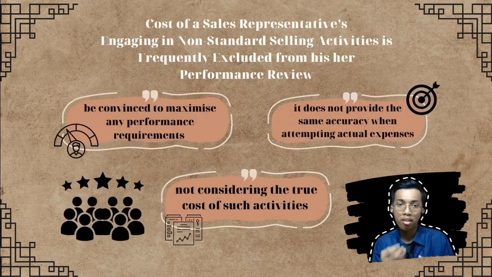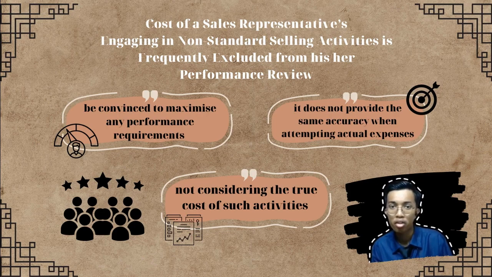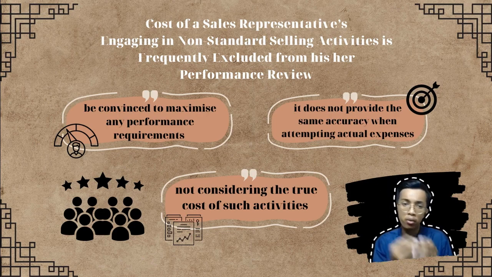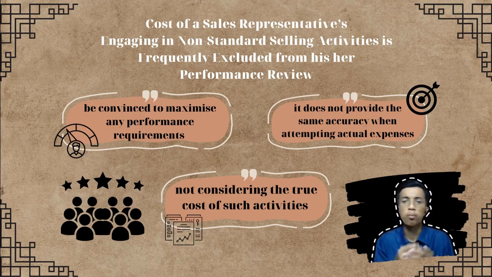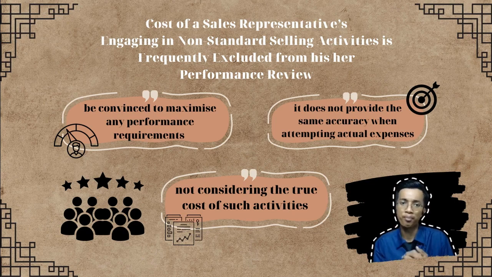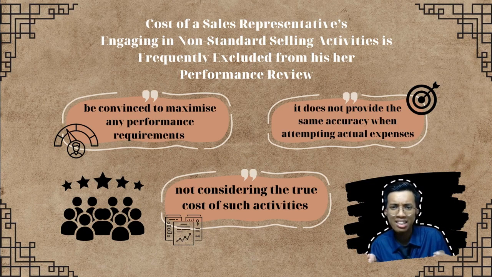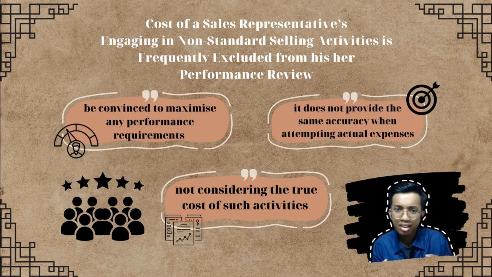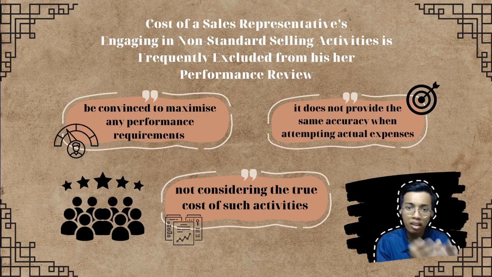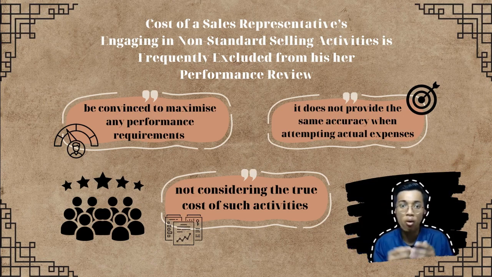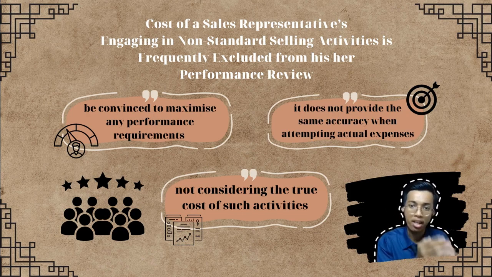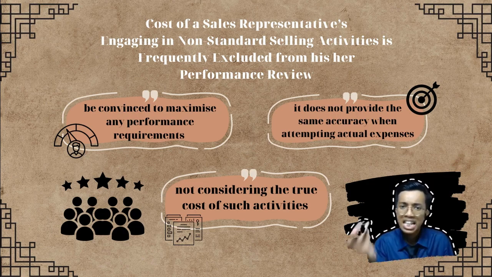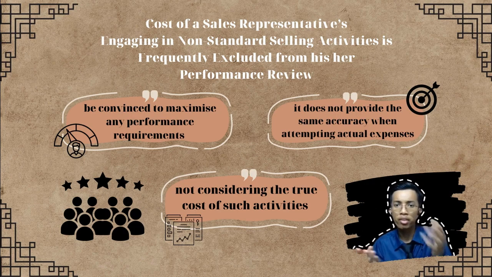And lastly, the cost of a sales representative engaging in non-standard selling activities is frequently excluded from his or her performance review, and this presents a problem because the majority of individuals would be convinced to maximize any performance requirement that were established. Where there are only a few products with modest overhead expense, traditional costing may be effective. But when attempting to look at the actual expense that an organization incurs, it does not provide the same accuracy. And without considering the true cost of such activity or how that will affect the firm's profitability, single outputs like sales volume or gross profit are achieved at the end.